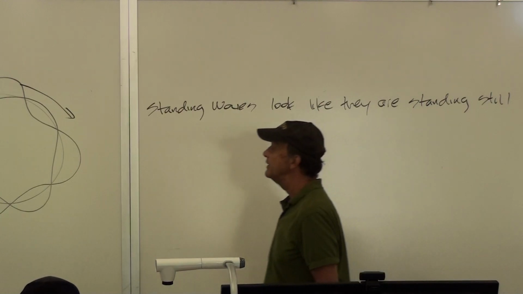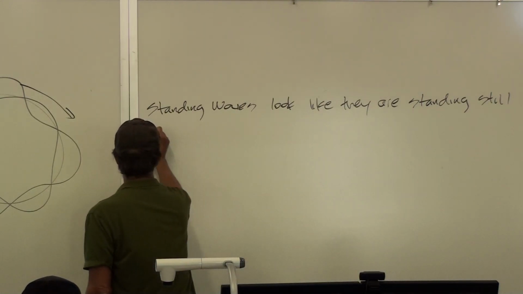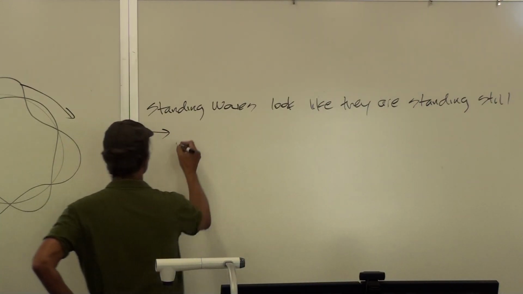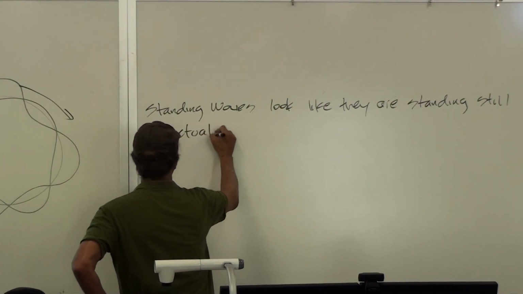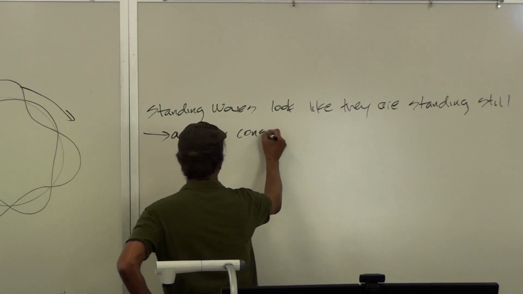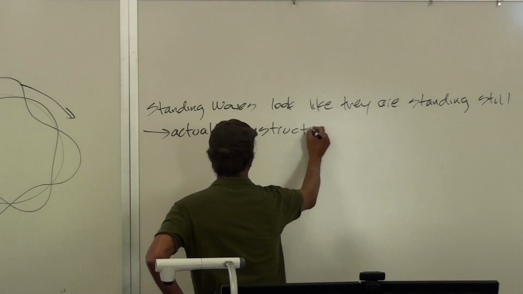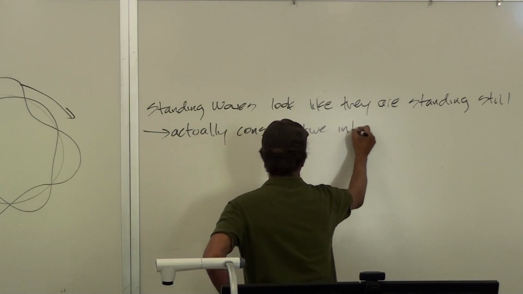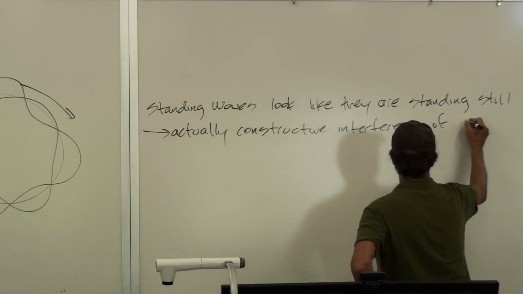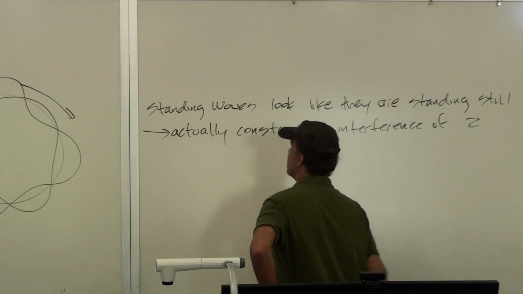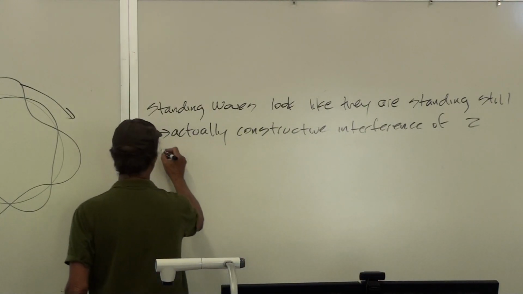But they're actually the constructive interference of two similar waves moving in opposite directions. It doesn't have to be two, it could be more than two, but in this case it would be two.